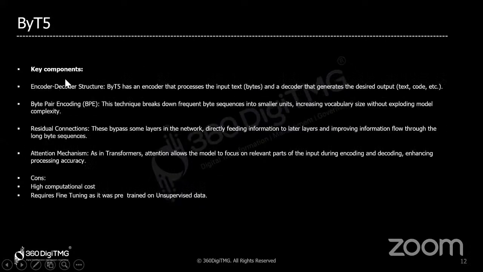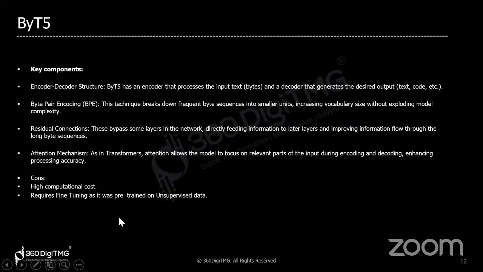So these are the key components of ByT5. It has an encoder-decoder structure. ByT5 has an encoder that processes the input, whatever sentence or text we have, and converts it into bytes, and the decoder then generates the desired output, like text or code. Whatever the text, we can generate the desired output we want.